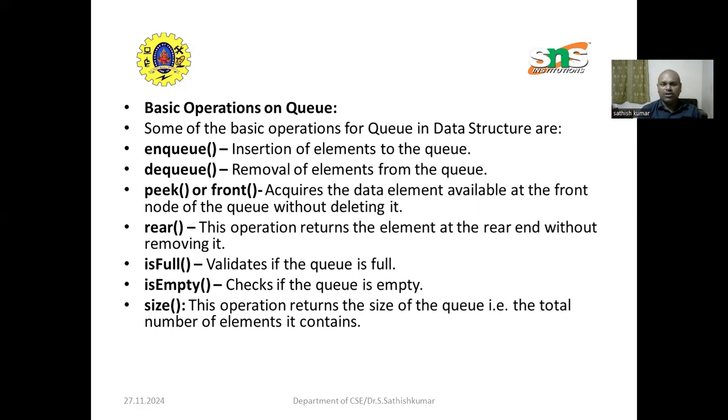Next one is peek or front. It acquires the data element available at the front node of the queue without deleting it. Rear returns the element at the rear end without removing it. Is full validates if the queue is full. Is empty checks if the queue is empty. Size returns the size of the queue, the total number of elements it contains. So these are the basic operations on a queue.